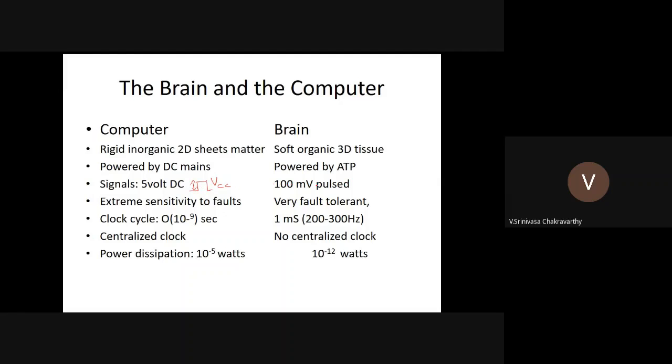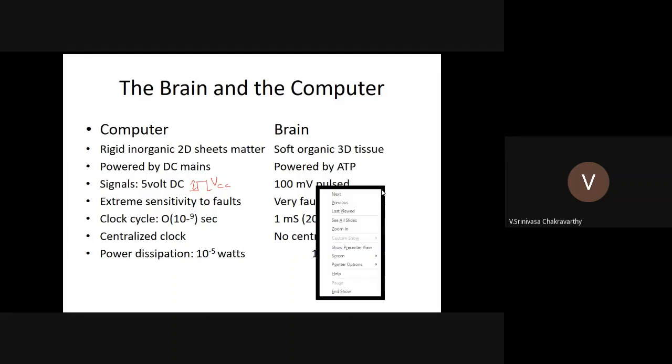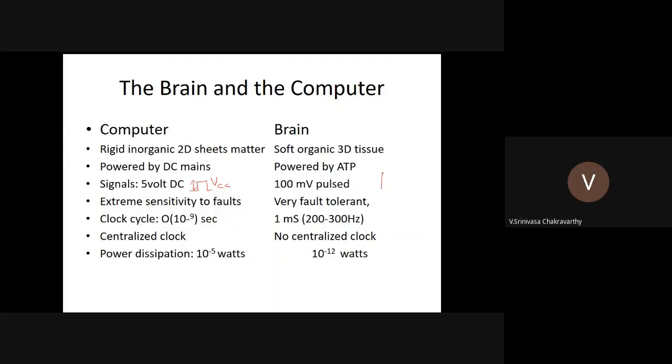But in case of the brain, the signal is not a DC. It is not a digital signal. It's like a pulse signal of this form, and the pulse amplitude is roughly 100 millivolts. And the pulse duration is roughly 1 millisecond. Although this is not the same for all species, 1 millisecond is a typical figure for, say, human neurons.